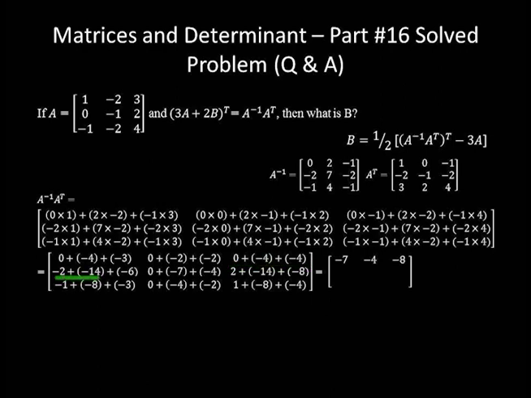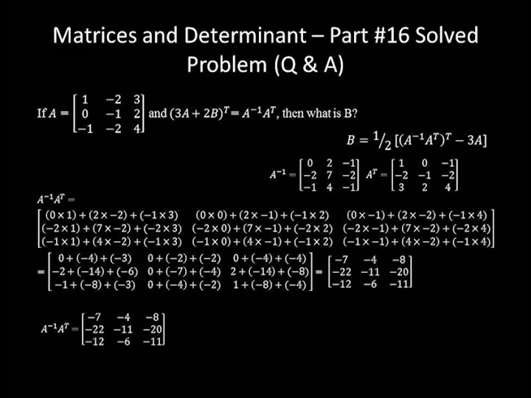Negative 2 plus negative 14 plus negative 6 is negative 22. 0 plus negative 7 plus negative 4 is negative 11. 2 plus negative 14 plus negative 8 is negative 20. Negative 1 plus negative 8 plus negative 3 is negative 12. 0 plus negative 4 plus negative 2 is negative 6. 1 plus negative 8 plus negative 4 gives us negative 11. Thus, A inverse times A transpose is this 3 by 3 matrix.